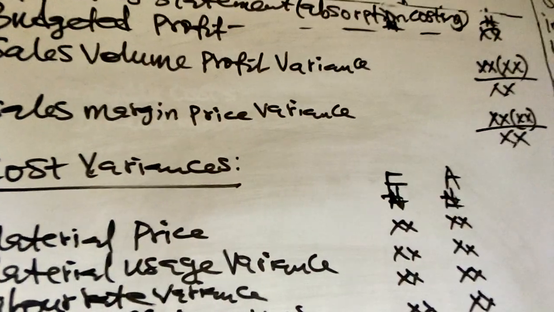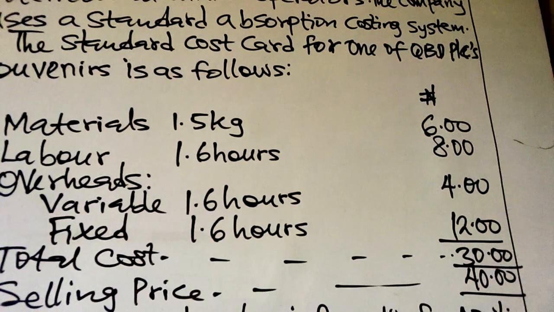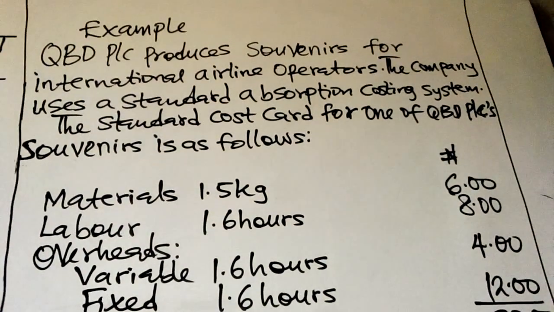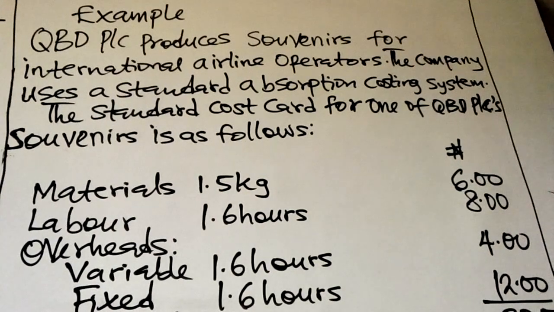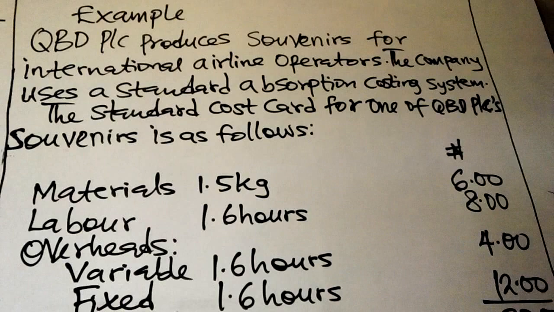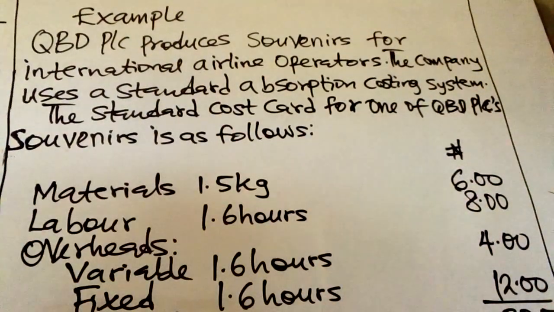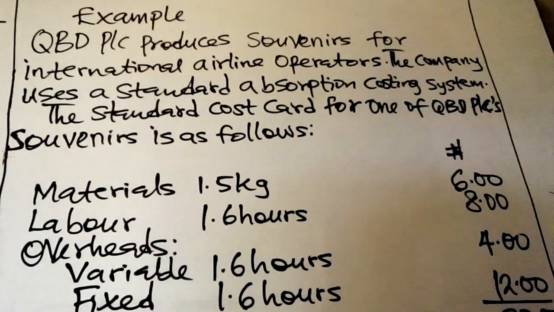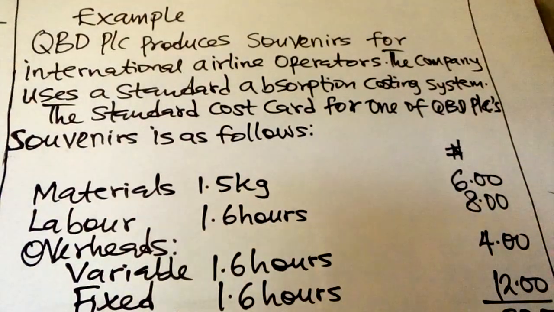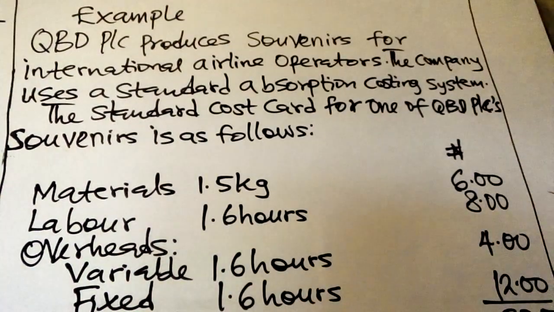So we therefore want to take a question as a worked example. This is from a past examination question, and this question can also be found in Workout Performance Management by Omolenwa. QBD PSE produces souvenir for international airline operators. The company uses a standard absorption costing system.